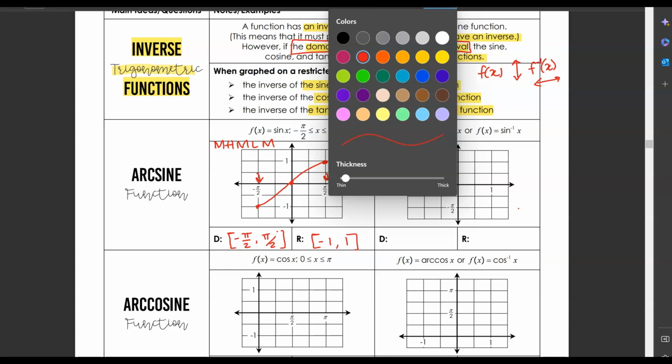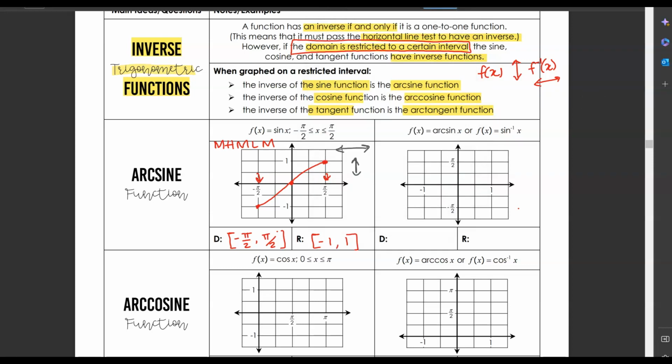Now what happens when we look at the inverse function? One thing we know about inverses is that the domains and the ranges swap. So my domain for my arc sine is going to go from negative 1 to 1, and my range for my arc sine is now going to go from negative pi over 2 to pi over 2. Notice how the axes have changed too. I have pi over 2 and negative pi over 2, and now I'm looking at 1 and negative 1.